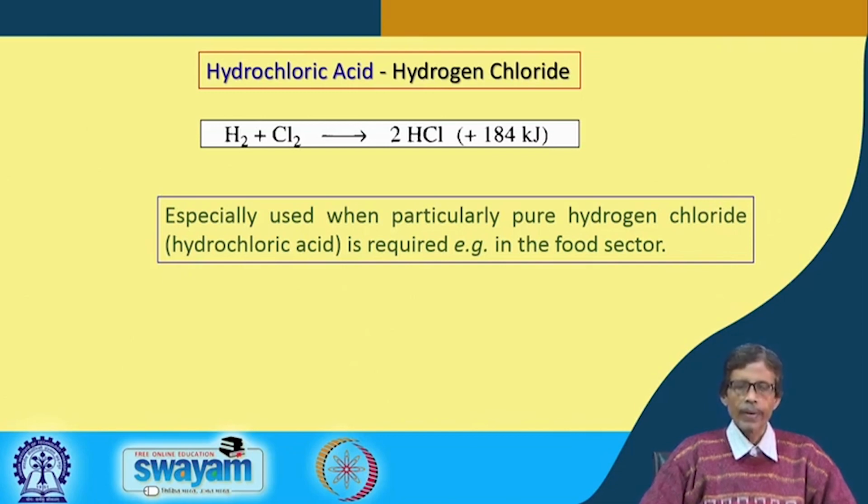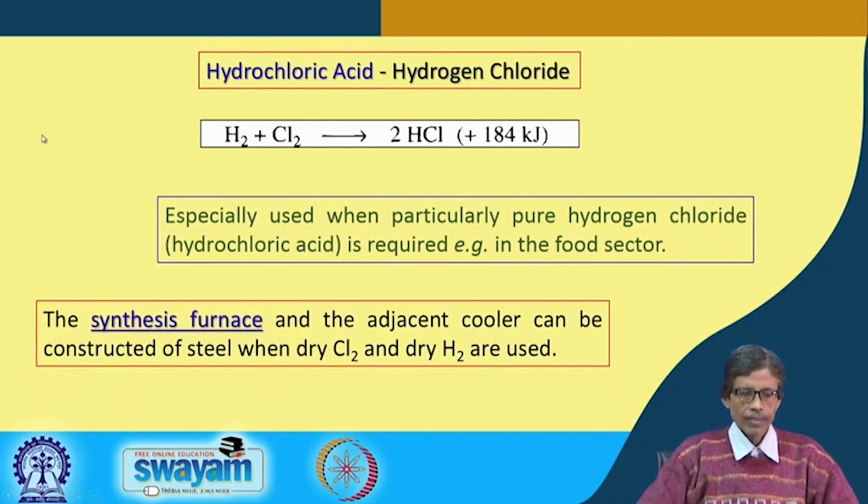So the best way of getting this is either in situ or through some arrangement for the combination of these two gaseous components, so that you make the highest possible purity, which can be directly used for the food industry. If we want to use it in the food sector, this is the procedure we can utilize for the production of hydrochloric acid.